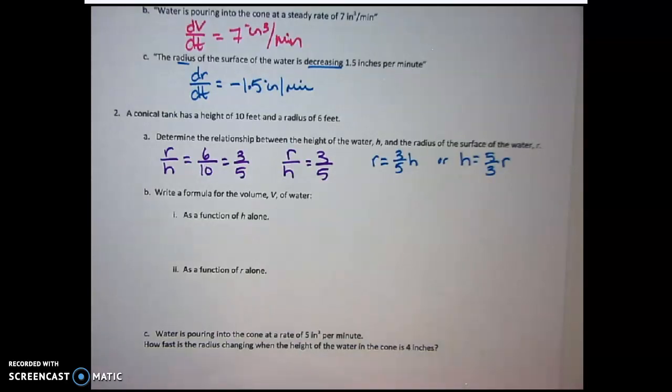Okay, so now write a formula for the volume of the water. You can refer back earlier for number 2 for that, and then I want you to go ahead and do parts 1 and 2. Write it as a function of h alone, and write it as a function of r alone.